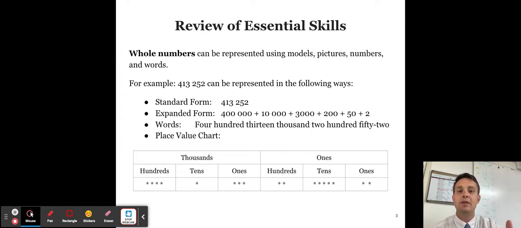413,252. Or on a place value chart, you can see we have a place value chart. There's 4 units in the 100,000s, 1 unit in the 10,000s, 3 units in the thousands, 2 units in the ones, 5 units in the tens, and 2 units in the ones. 2 units in the hundreds.